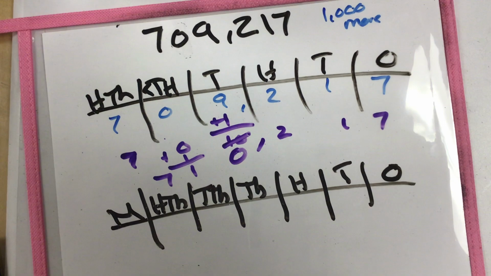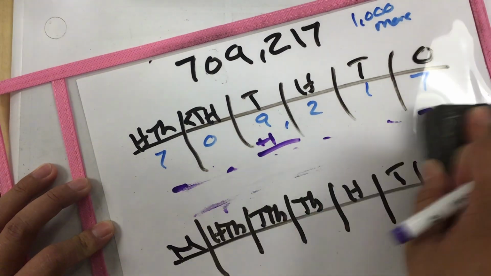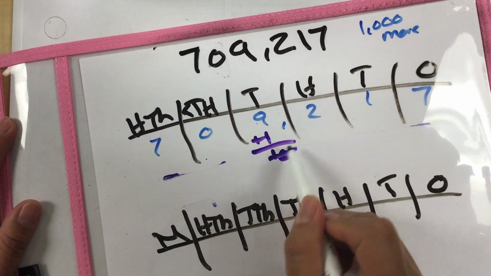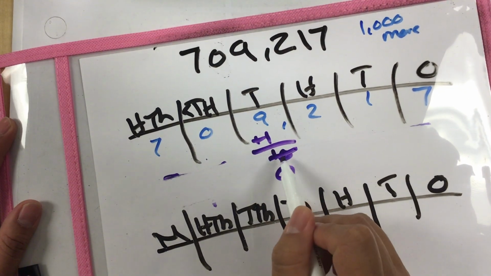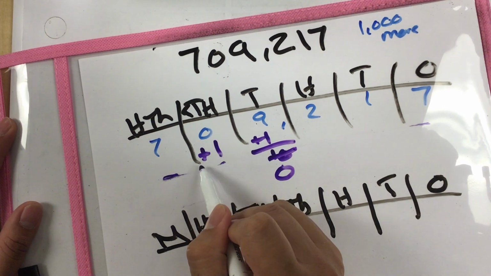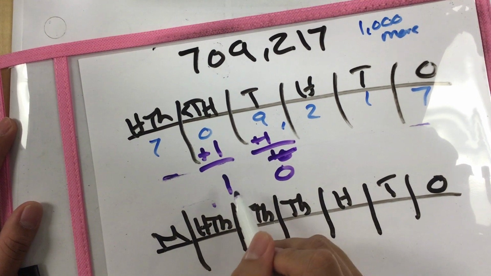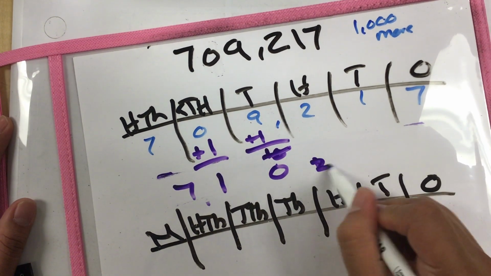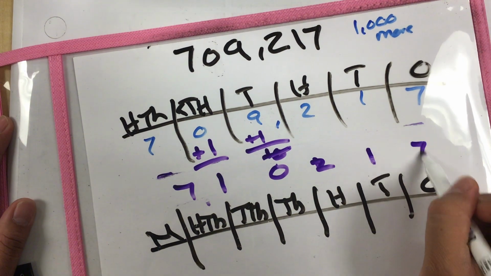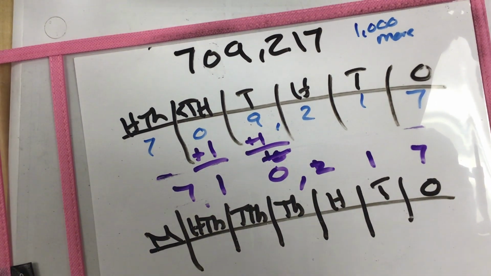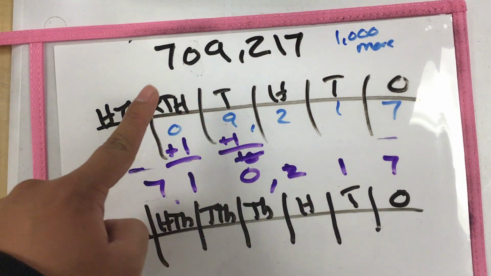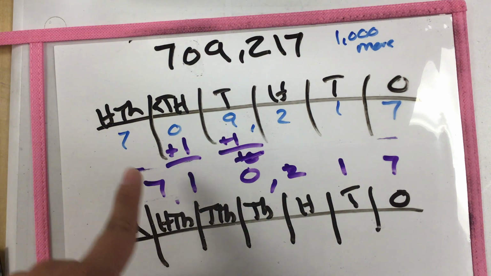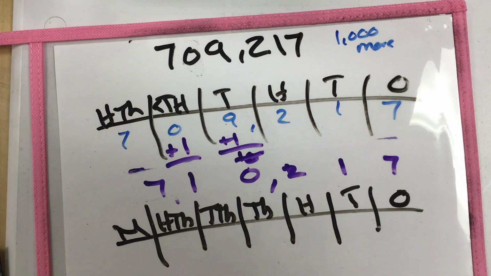Oops, let me erase that. It's too crowded now. So since this equaled 10,000, we can change that to become 0 because we're taking that group of 10 and adding the 1 here. So now 0 plus 1 is 1, and nothing happens to our 100,000s, our hundreds, our tens, or our ones. So now we have 1,000 more than 709,217 is 710,217.